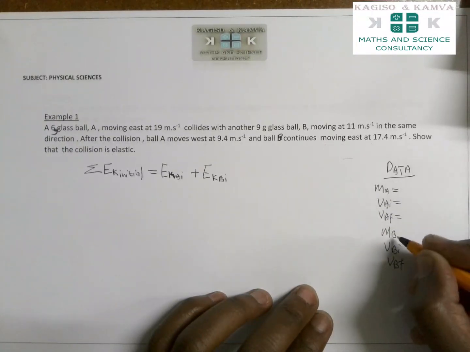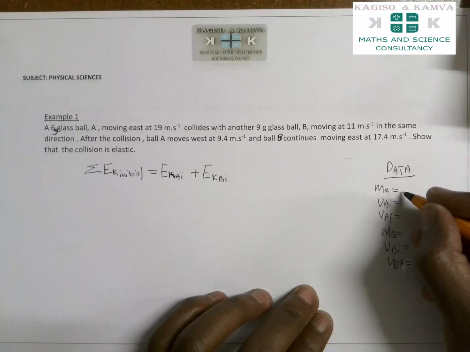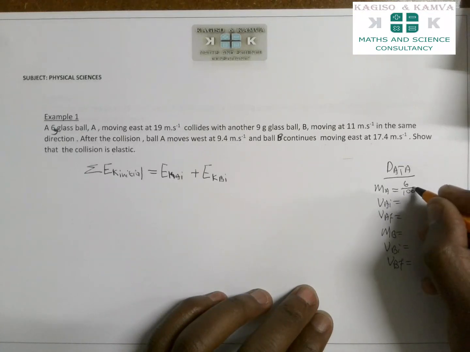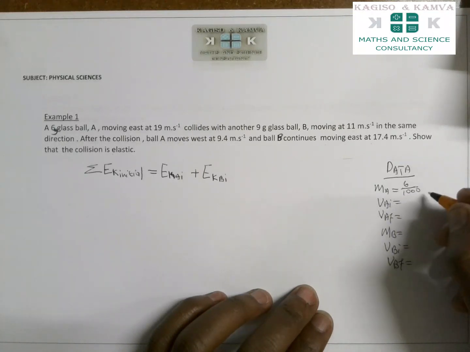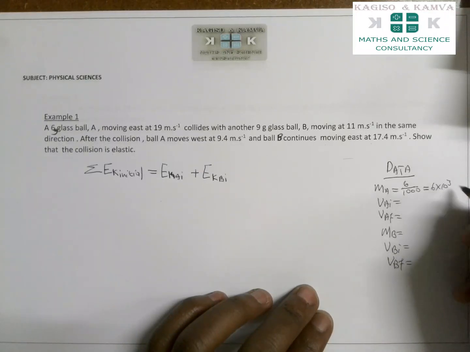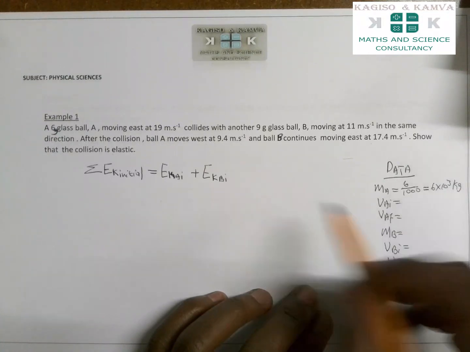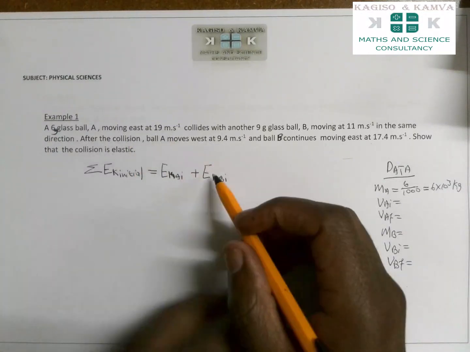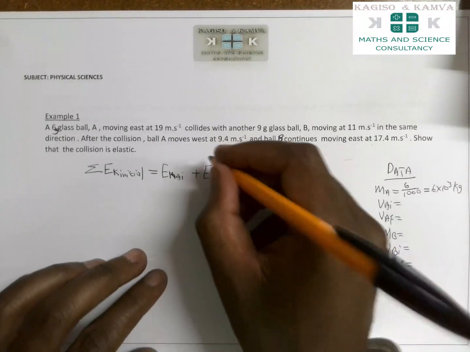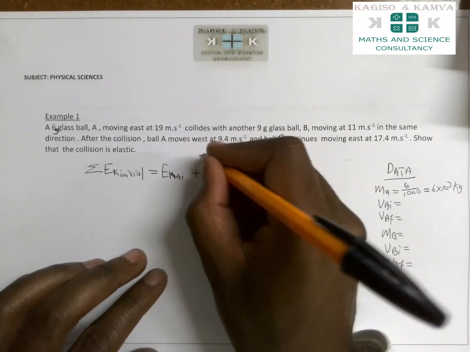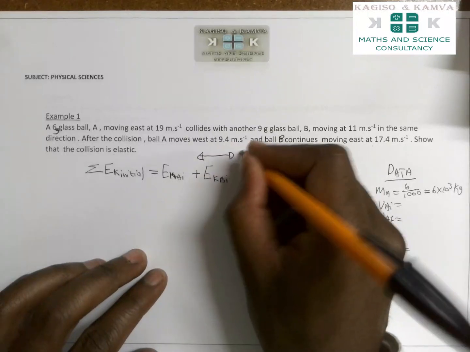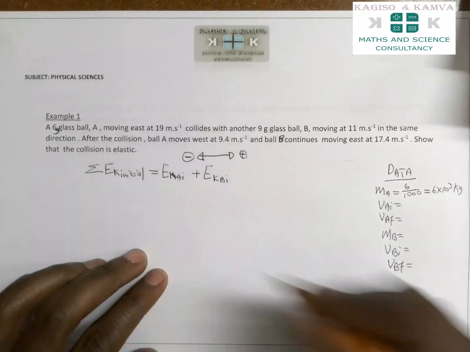Okay, that will be A, that will be 6 divided by 1000, because we have to convert that to kilogram. That will be 6 times 10 to the power minus 3 kg. VA moving east. Okay, now we take the direction of east to be positive, and west to be negative.